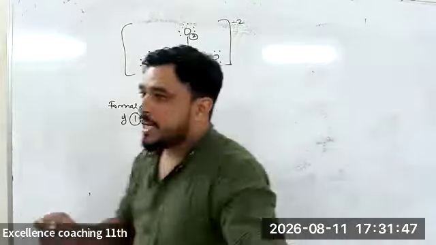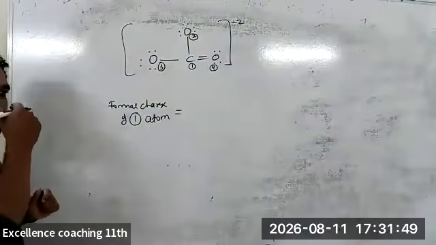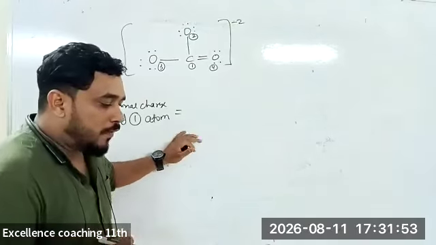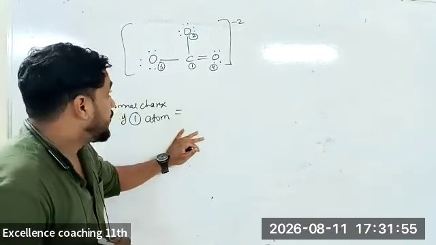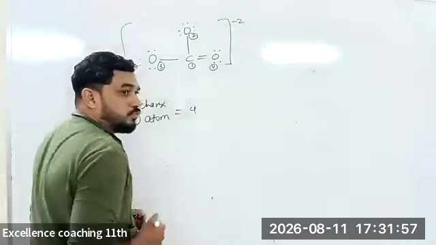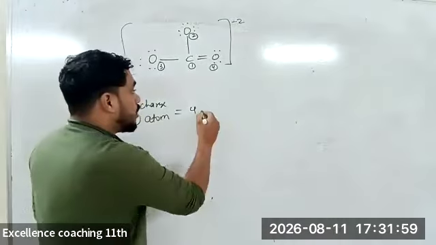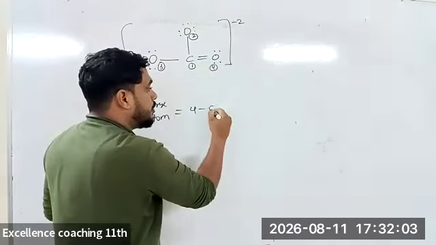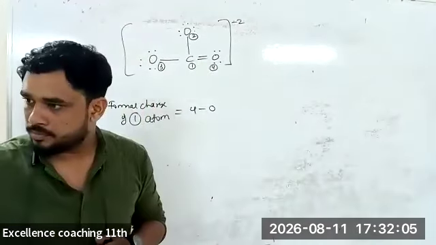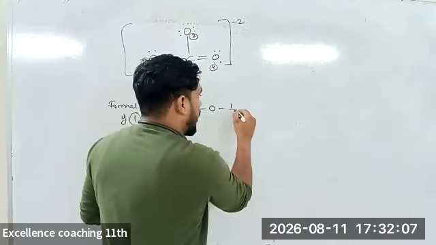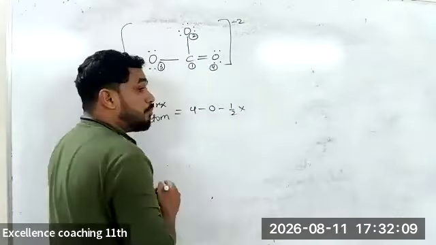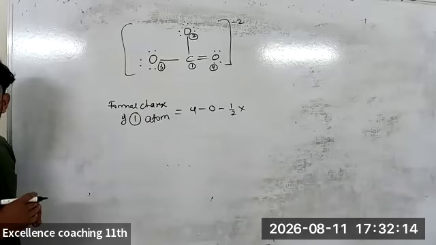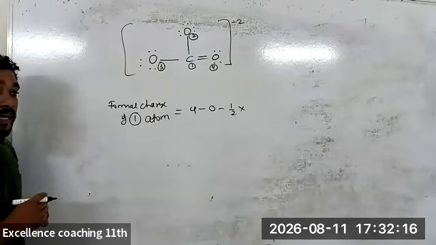Okay, formal charge of first atom. First, what is the formula? Number of valence electrons of that atom in the free state. Carbon is 4. Minus number of lone pair of electrons. Is there any lone pair on this carbon? No. So it will be 0. Minus half into number of bond pair of electrons of that atom.